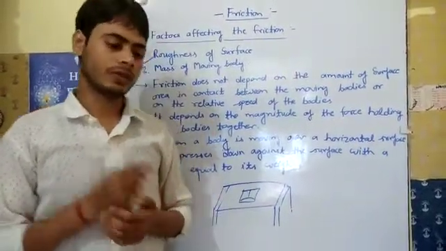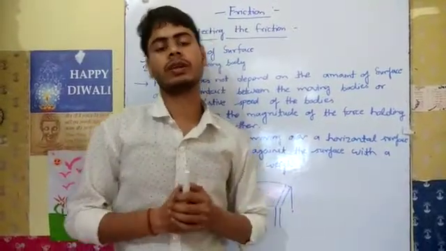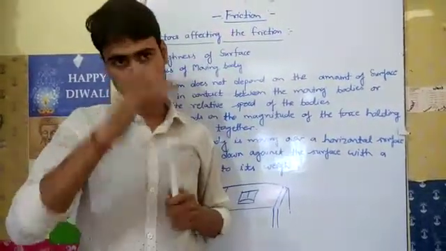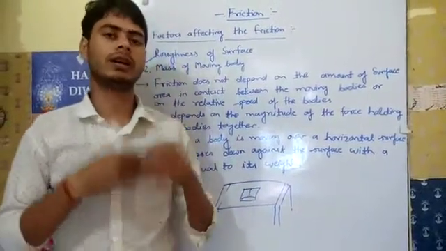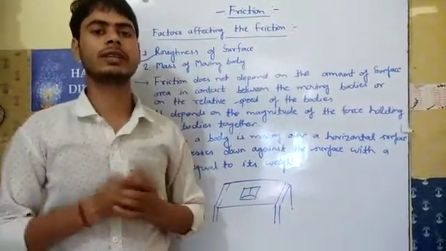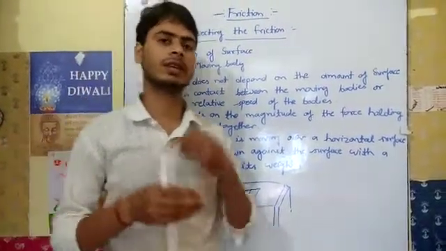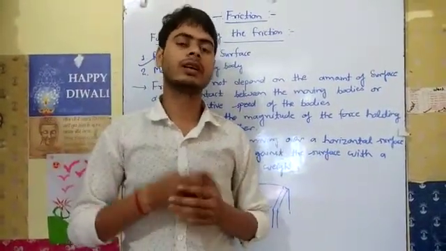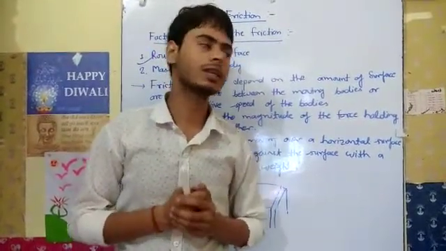Now suppose we are going on a road, then we can walk easily, and if we walk on an ice surface, then what happens? We slip. Why do we slip? Because the friction becomes very low on the surface of the ice. That's why we cannot walk easily.